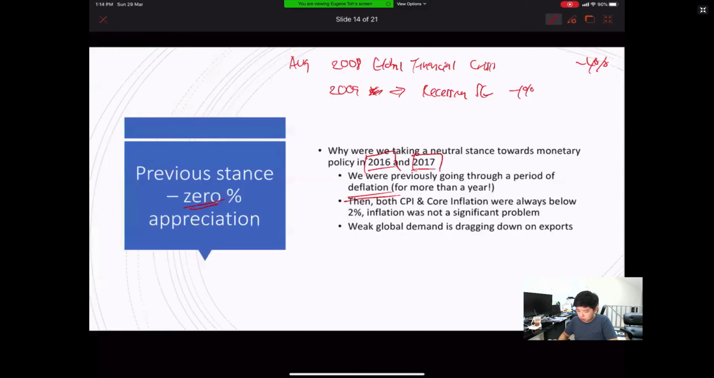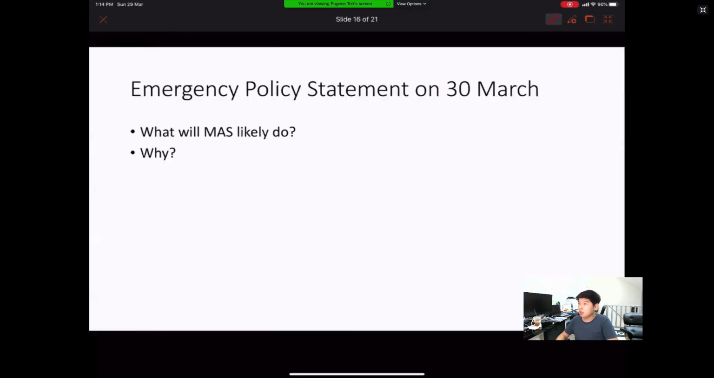Okay, right, so here's something interesting. MAS is calling for an emergency policy statement on 30th March. I told you all that it was supposed to be on 14th April. They pushed it earlier to 30th March because it cannot wait. Okay, you now have quite smart brains. After this lesson that I've been teaching you, you can tell me already what MAS is likely to do. Go. What is MAS likely to do?